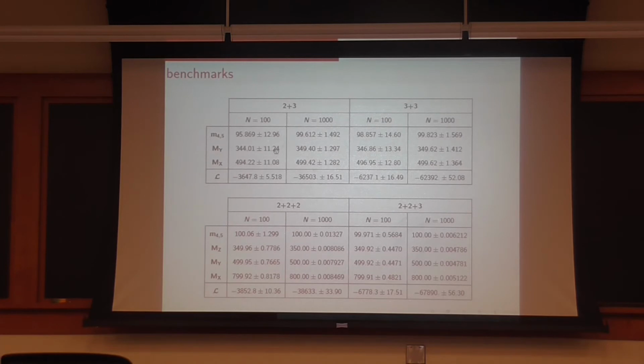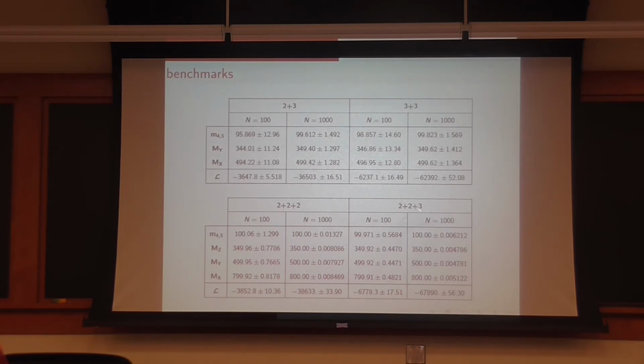And here are some results. So 2 plus 3, 3 plus 3, 2 plus 2 plus 2, 2 plus 2 plus 3, with 100 and 1,000 events. And the correct masses are 100, 350, and 500. So for example, 2 plus 2 plus 2 works very well with even 100 events. You get ridiculous precision. Of course, if you include detector resolution, combinatorics, and background, this will change, but just to see the ideal case, it does very well.